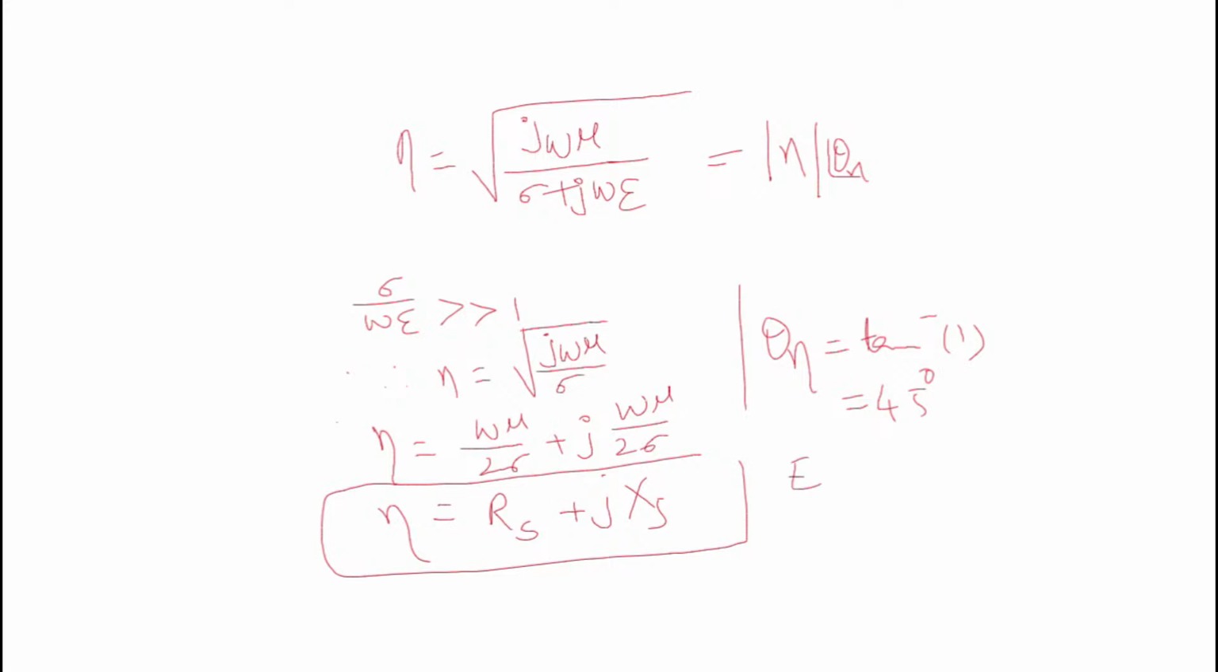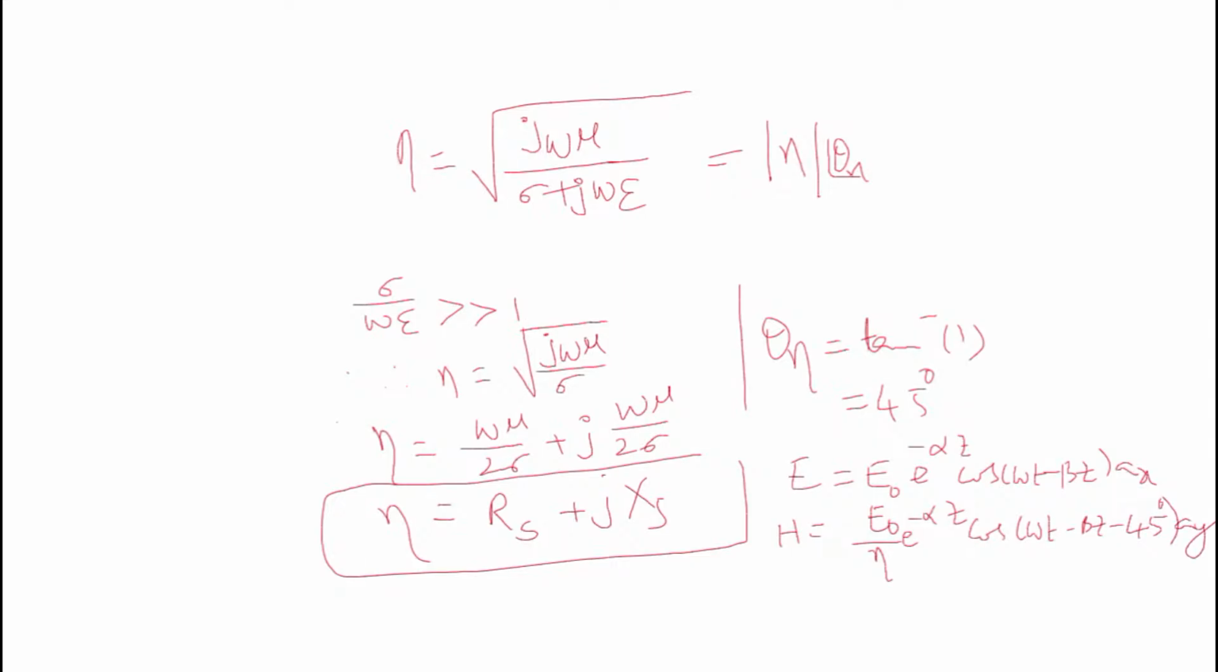Therefore, E can be written as E naught into e to the power minus alpha z cos of omega t minus beta z. Let us say electric field is along x direction and magnetic field is along y direction and wave traveling along z direction. That is H equal to what? H naught. That can be written as E naught by neta into e to the power minus alpha z. And here you have the theta neta. The theta neta value is 45 degrees. So therefore we can write cos of omega t minus beta z. That phase angle is 45 degrees. As it is in the denominator, we can write minus 45 degrees, a_y.